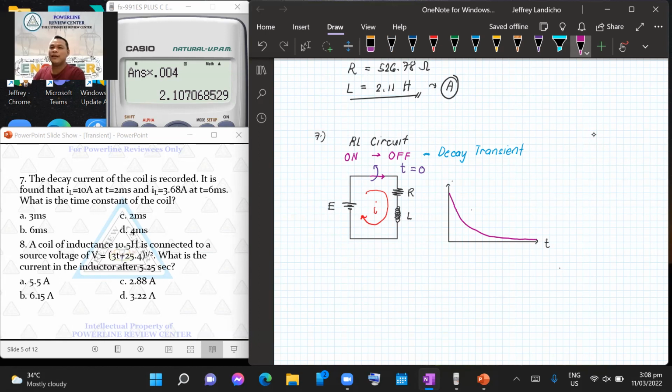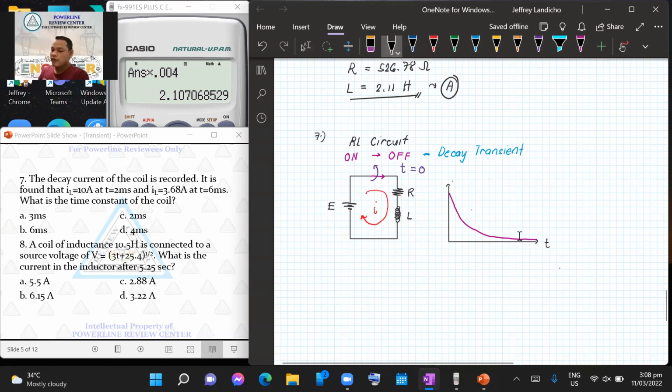It's the opposite, that's why it's called decay. So the current decreases. That means the current is not immediately 0, because that current is based on the energy stored in this given inductance that would be totally discharged by our resistance. That's why the current decreases with respect to time.